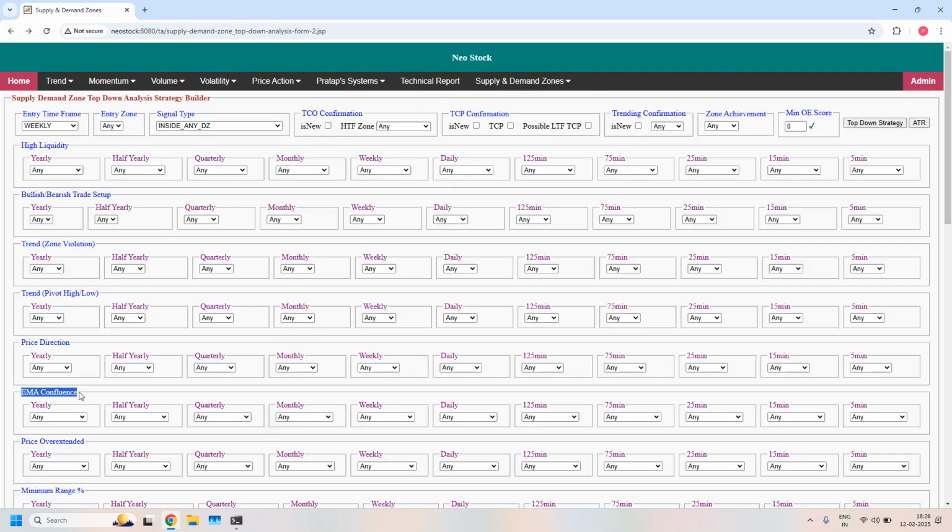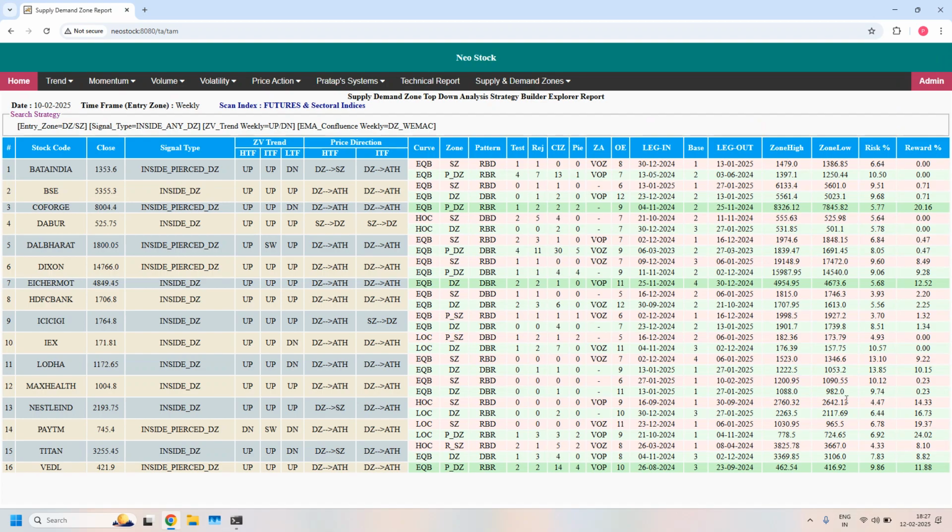So I'm enabling that filter at weekly time frame, and trend on the weekly time frame should be up or down. See, with this filter, now the list has come down to only 16 from 92 stocks. So these 16 are high probability compared to the remaining zones. Of course, in the remaining zones also, some high liquidity zones will be there. That way they have high probability to get the success. Okay, this is based on the EMA.